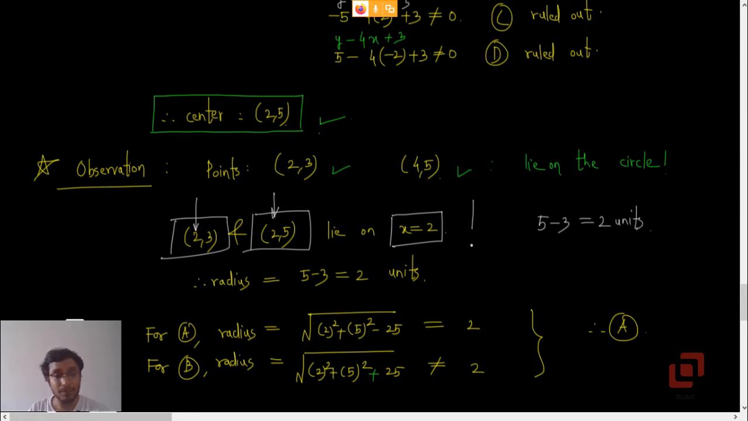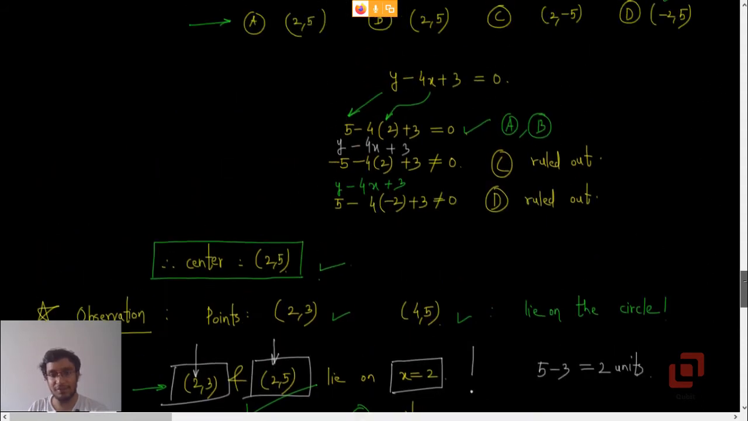But one of them is actually the center of the circle and the other one is a point on the periphery or the circumference. So the radius of the circle has turned out to be 2 units. Yes. So from options A and B, we will now pick that circle or that option whose radius is equal to 2 units. Let's do that for A. What are the values of G, F and C?